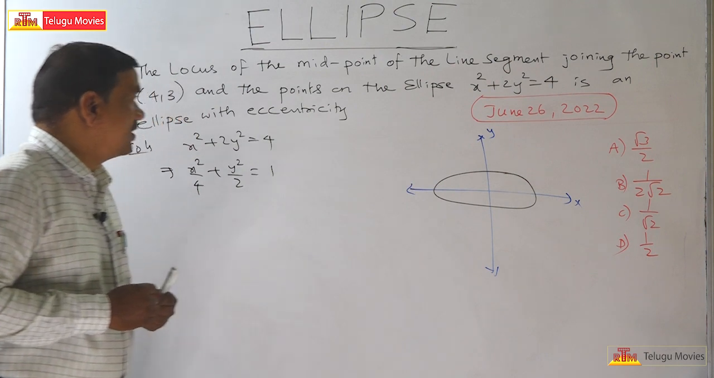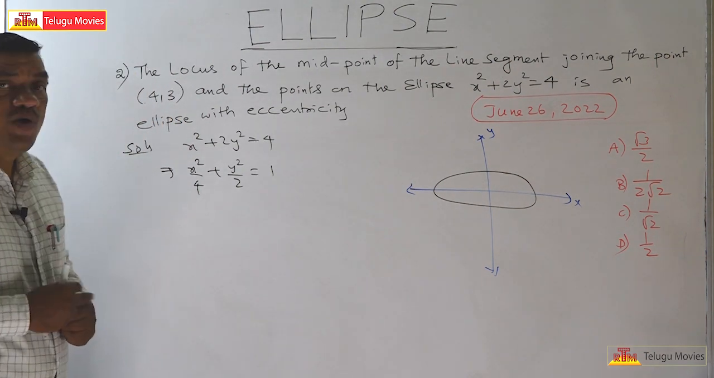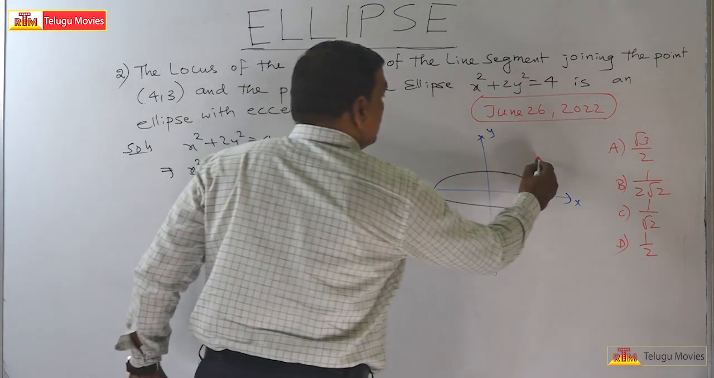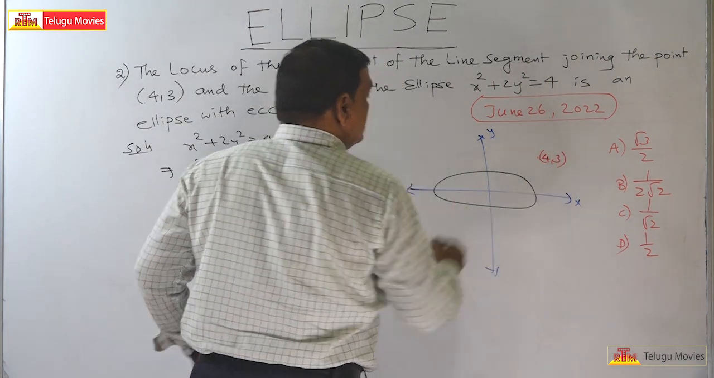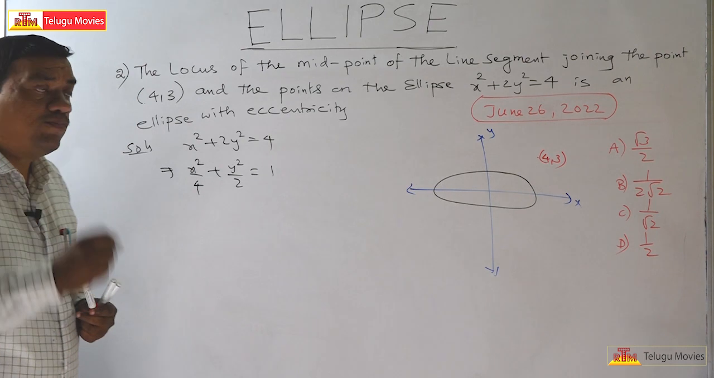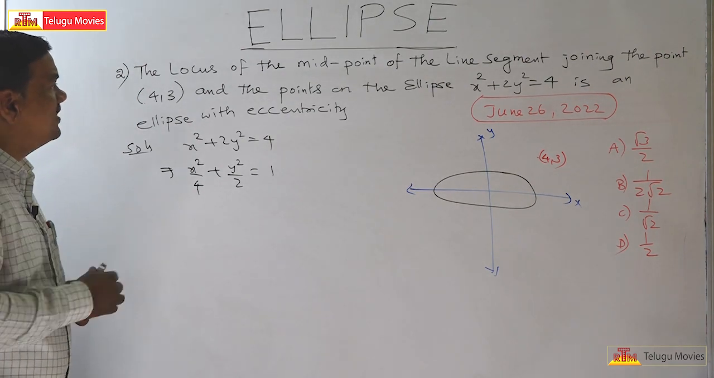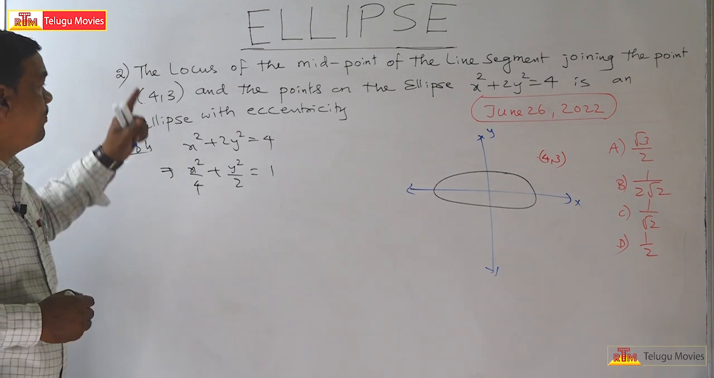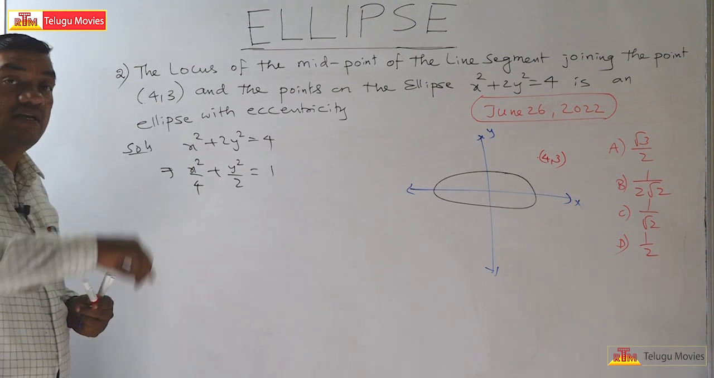Very nice. Now, there is another point (4, 3) somewhere here. (4, 3) is a point. From that point, we join the locus of the midpoints of the line segment joining the point (4, 3) and the points on the ellipse.